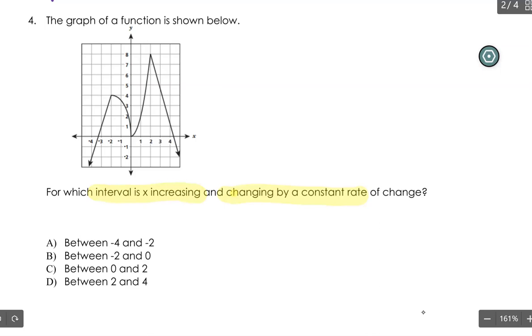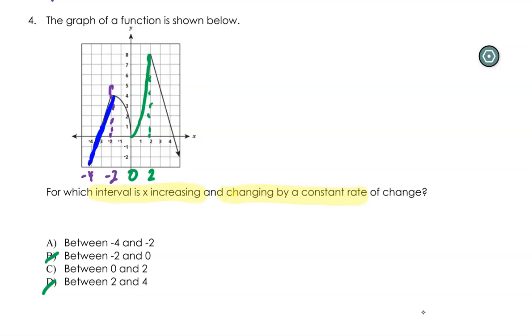Okay, so let me see. We have increasing here in blue. We have increasing here in green. So if I write the interval, that's between -4 and -2, right? Because it stops right here. And then here I have 0 and 2. Okay, so we know these are increasing, so it has to be between -4 and -2, or 0 and 2. So it can't be B or D.